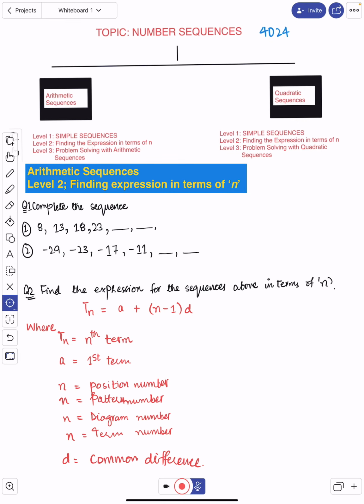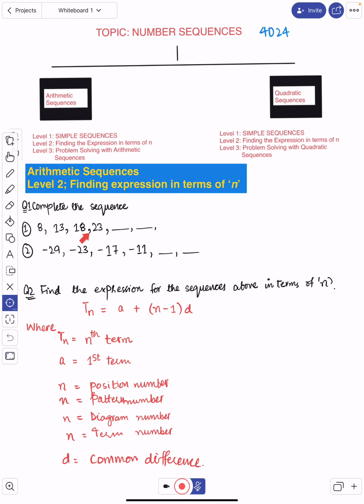Welcome to level 2 of arithmetic sequence, and our topic is finding expression in terms of n. In this, we first of all see complete the sequence. What is the difference between level 2 and level 1? In level 1, we saw simple sequences which were coming out from natural number sequence. And here we are getting sequences which are not directly linked to the natural number sequence. So we have to make the expression of these kinds of sequences.